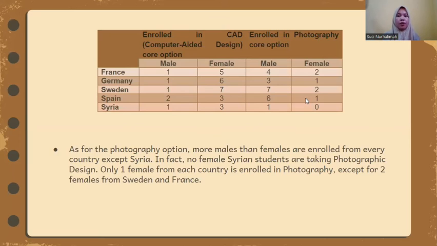As for the photography option, more males than females are enrolled from every country except Syria. In fact, no female Syrian students are taking photographic design. Only one female from each country is enrolled in photography, except for 2 females from Sweden and France.